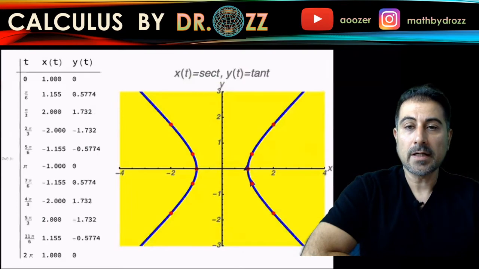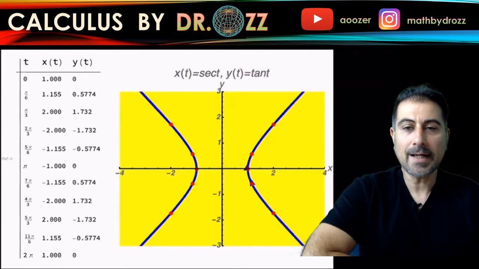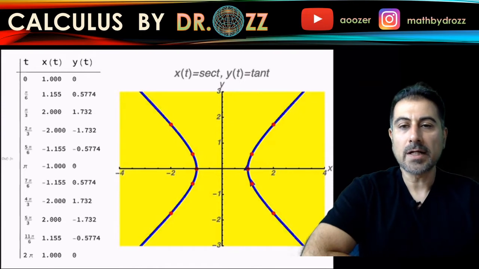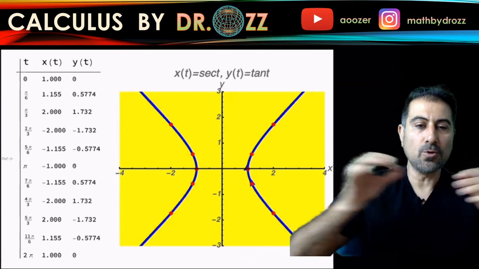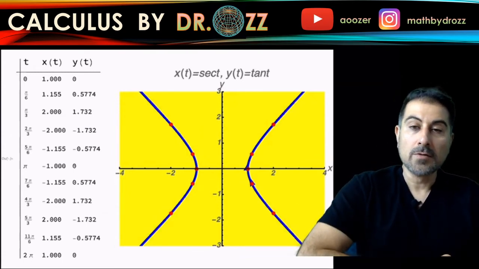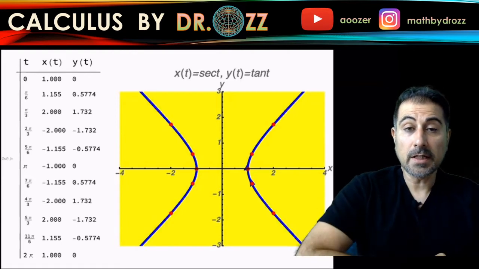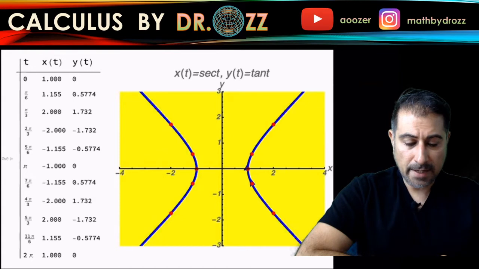Even though tan is a pi periodic function, secant is still 2 pi periodic, so I think you better keep the t range to be 0 to 2 pi, the full 2 pi length, to keep it with an interval of length 2 pi. Okay, so let's see what kind of graph we have here.